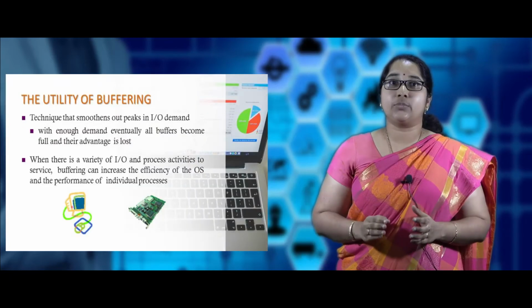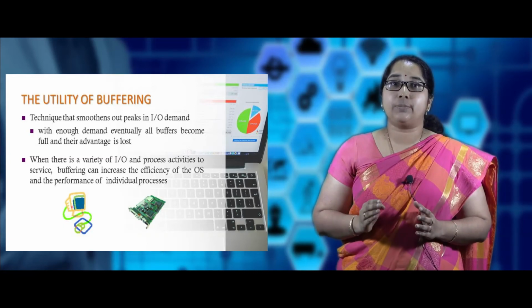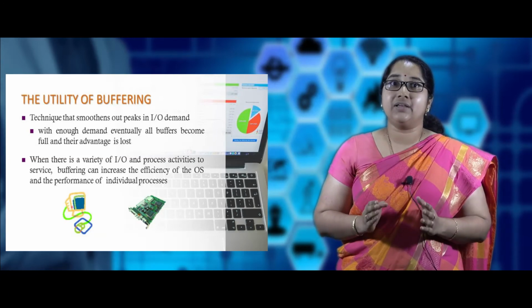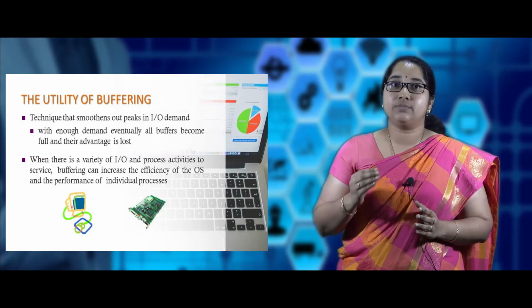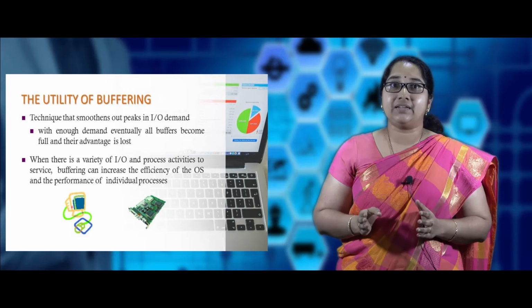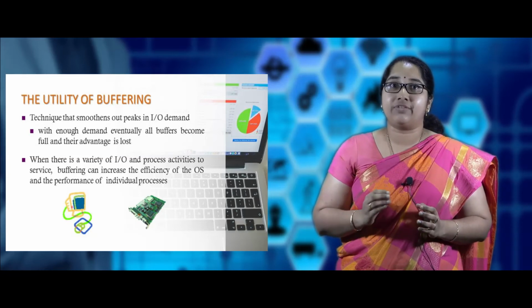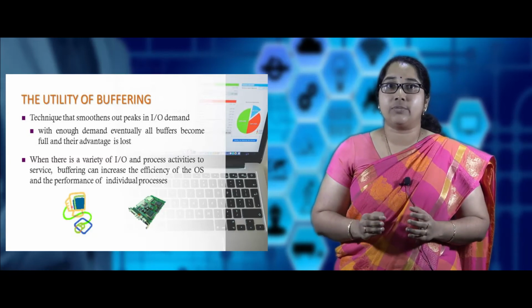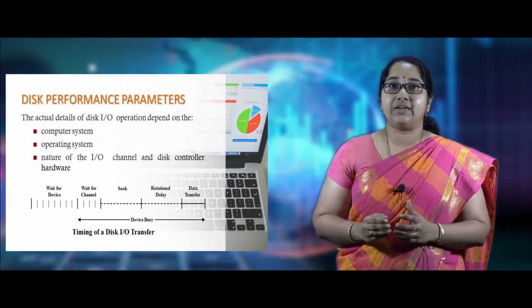Now let us discuss about utility of buffering. We all know that buffering is being used in order to smoothen the peaks of IO demand. But eventually, when there is a high demand of IO devices, in such cases all the buffers will become full, and as a result the advantages may reduce a little bit. But in other cases, when there is a variety of IO devices and process services are also present, in such cases buffering will increase the efficiency of the operating system, and moreover the process performance can also be increased using buffering.